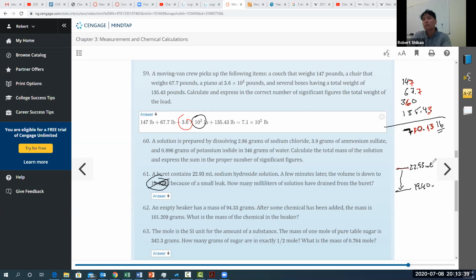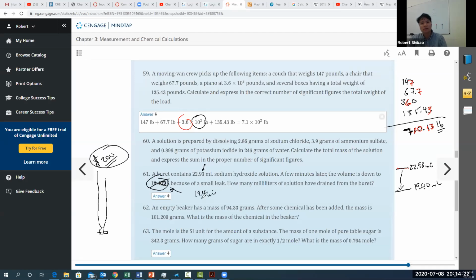Now when we subtract these two, with a burette, if they really mean 19.4, then they misread it. That's called user error, poor lab technique. If they really read this at 19.4, then you know how much a burette costs? That long tube with a little valve at the bottom costs $200. The reason is because you want this kind of precision. If somebody's writing 19.4 milliliters, then they're wasting $200.